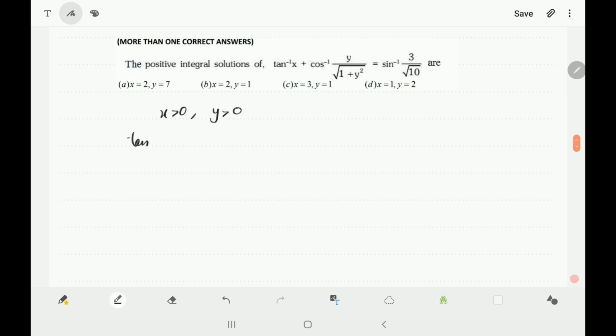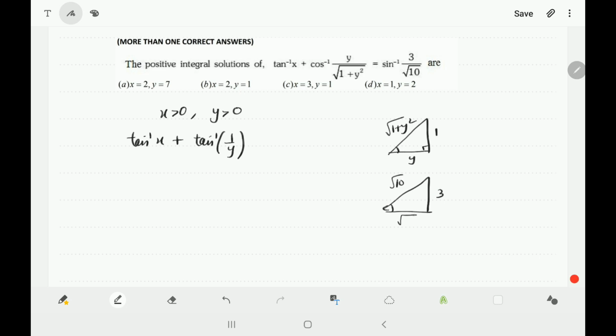So we can write this term as tan inverse of x plus cos inverse, which can be written in terms of tan inverse using a triangle. I will just make a triangle with this side as y and the hypotenuse as under root 1 plus y square. So the perpendicular will come out to be 1 using Pythagoras. So you will have tan inverse of 1 by y. Okay, now similarly sin inverse 3 by root 10 can also be converted into tan. So this will be 3 and this will be root 10, and this will be root of 10 minus 9, which will be 1. So this term will be equal to tan inverse of 3.